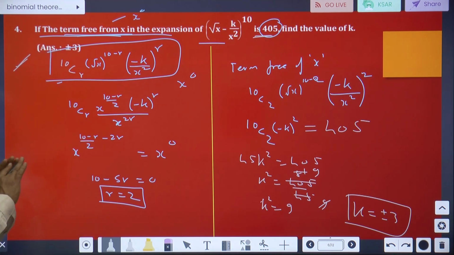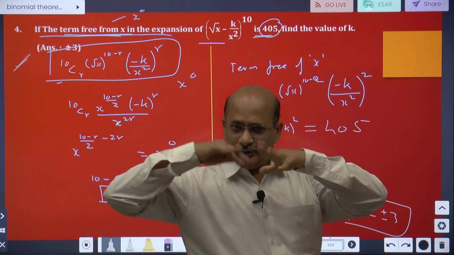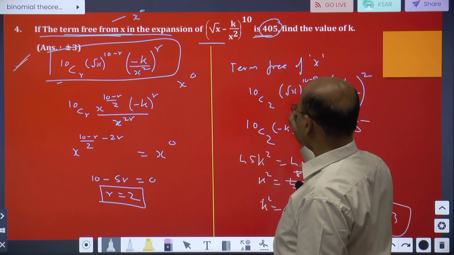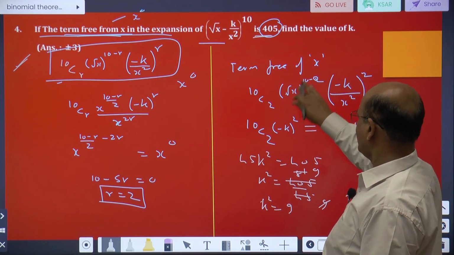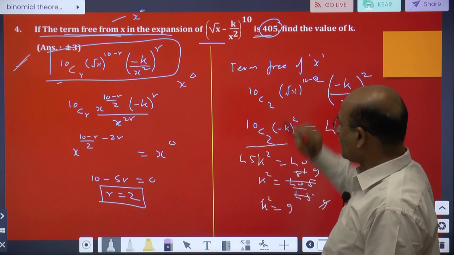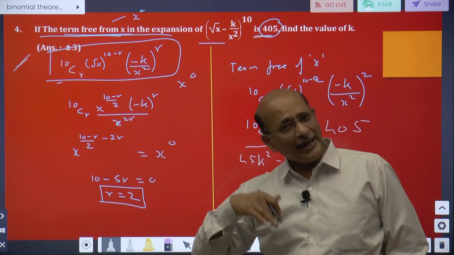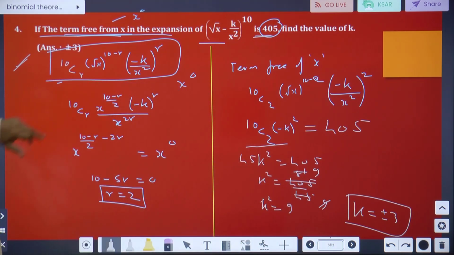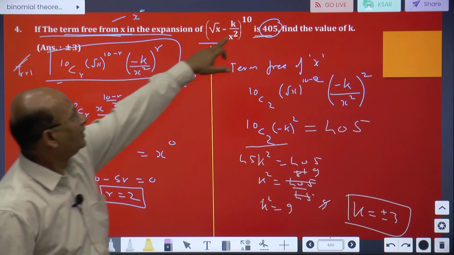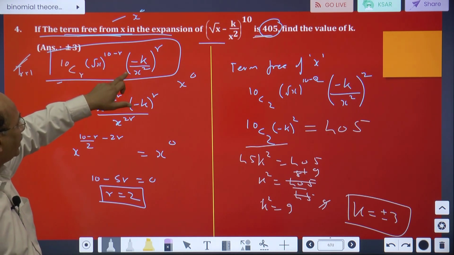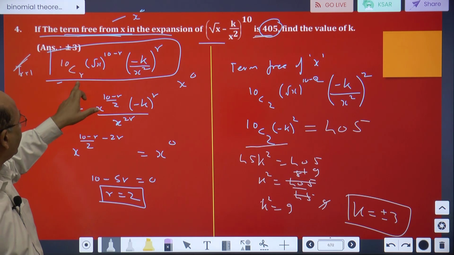So understand, it's very easy, try to put this thing into your mind. The term free of x is given to you. What is the term free of x? Meaning x will not be there. So if x is not there, this term will be the free term. But before that, always find r in every question. In every question you have to find r by using the general term. This is the general term value, T r plus 1, that is nCr. What is my n? 10. So nCr, first term raised to (10 minus r), and into second term raised to r.